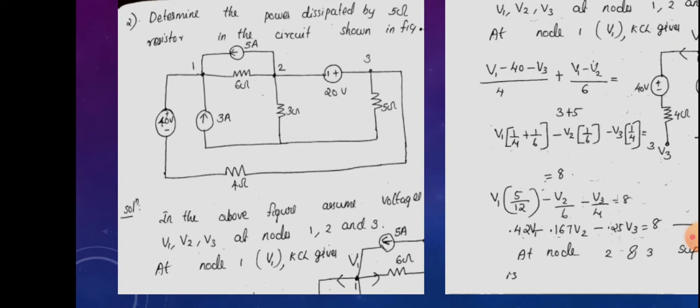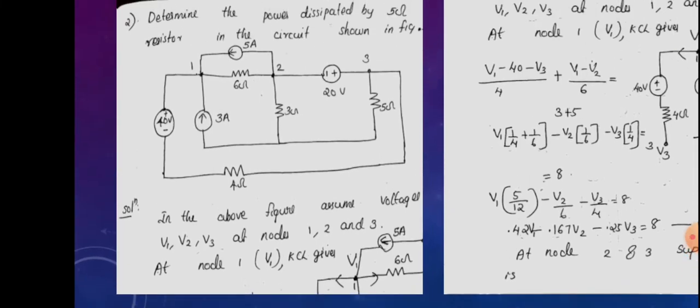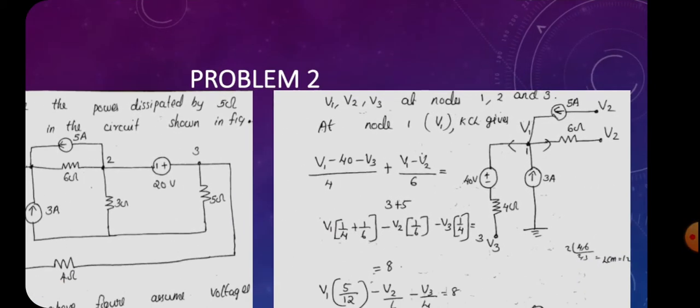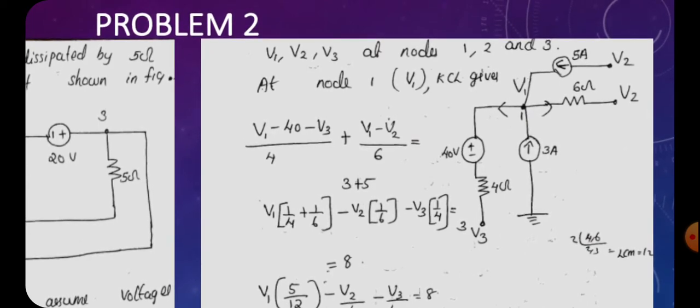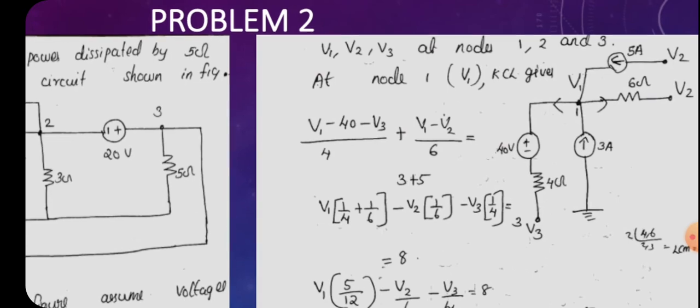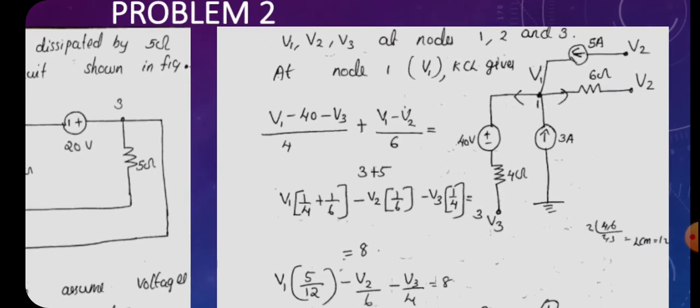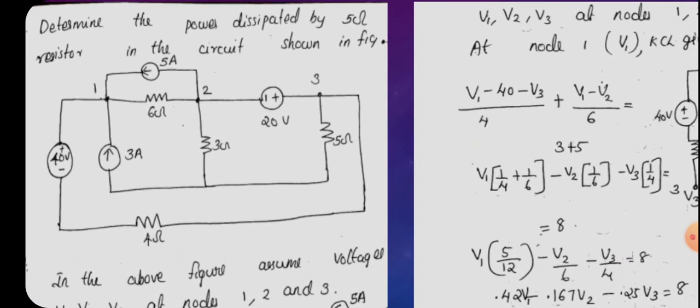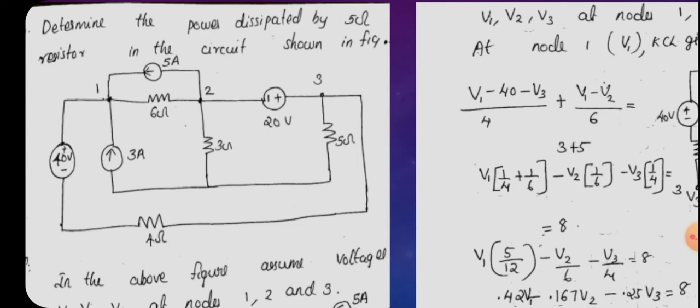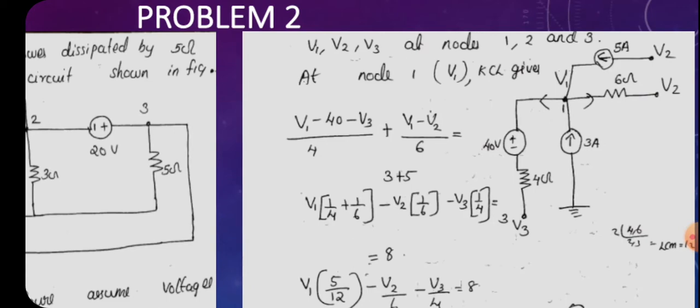by using KCL at node 1. Here is the node 1 diagram. At node 1, a 40 volt voltage source is connected, a 3 ampere current source is connected, a 6 ohm resistor, and another 5 ampere current source are connected. So we can write the KCL as the sum of incoming currents is equal to the sum of outgoing currents. First of all we have to mark the currents, and all the currents are leaving node 1 except the current from the current source. So the current directions are marked as shown like this.